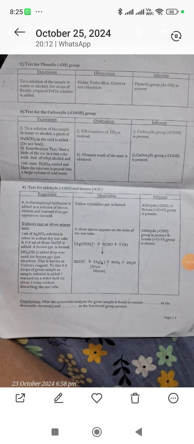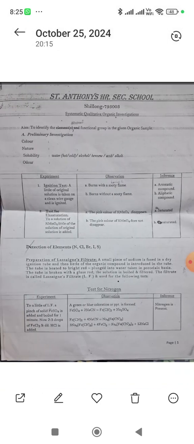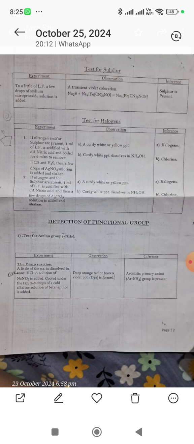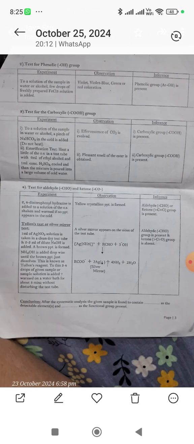Now in case your sample is containing carboxylic acid group, then what will you do? You will write down the test for amino group, and in the observation column you write no characteristic observation. Then in the inference column you will write aromatic primary amino group is absent. Then you will write down the test for phenol, where also there will be no color.